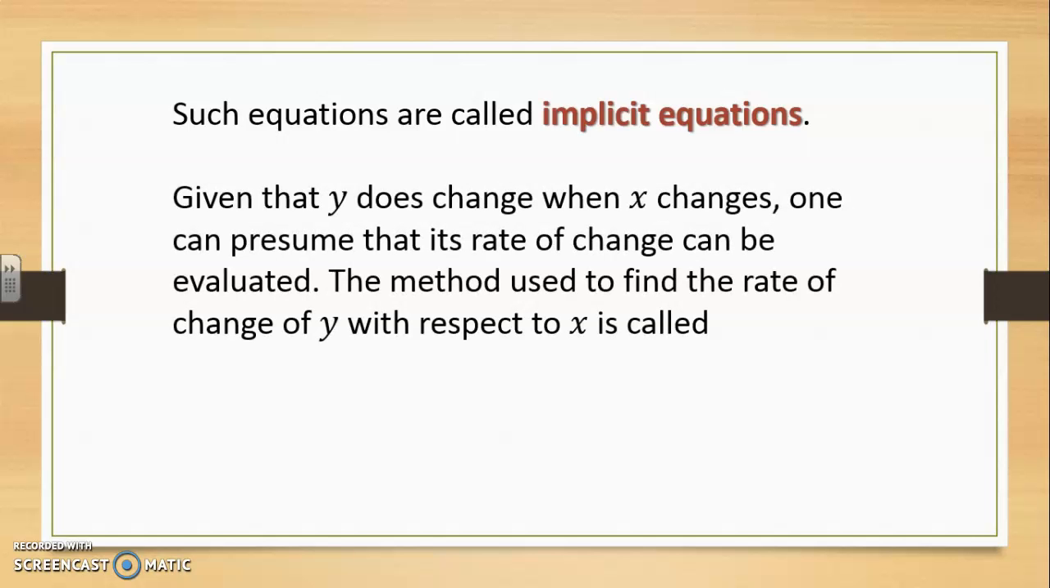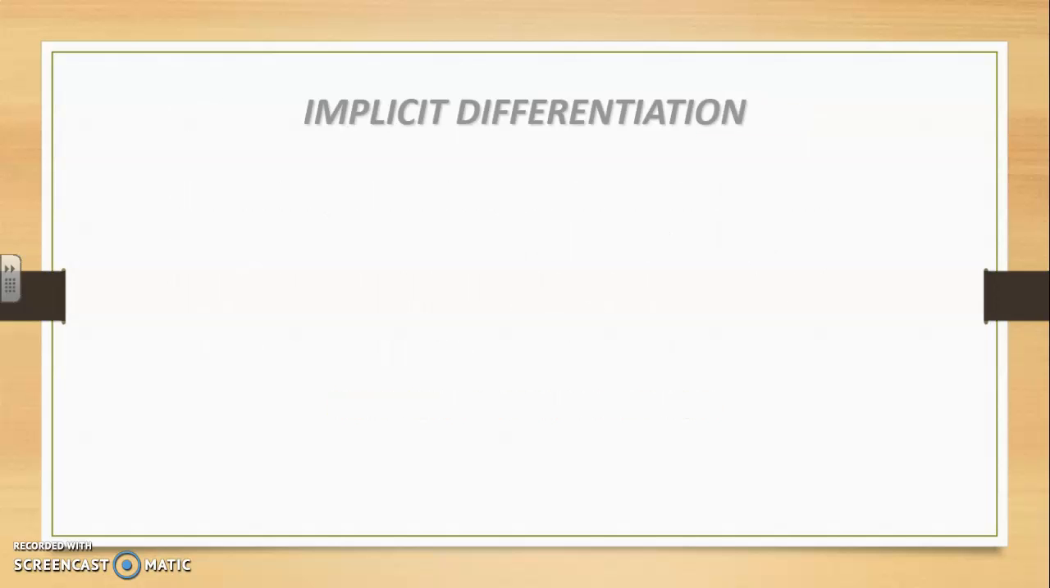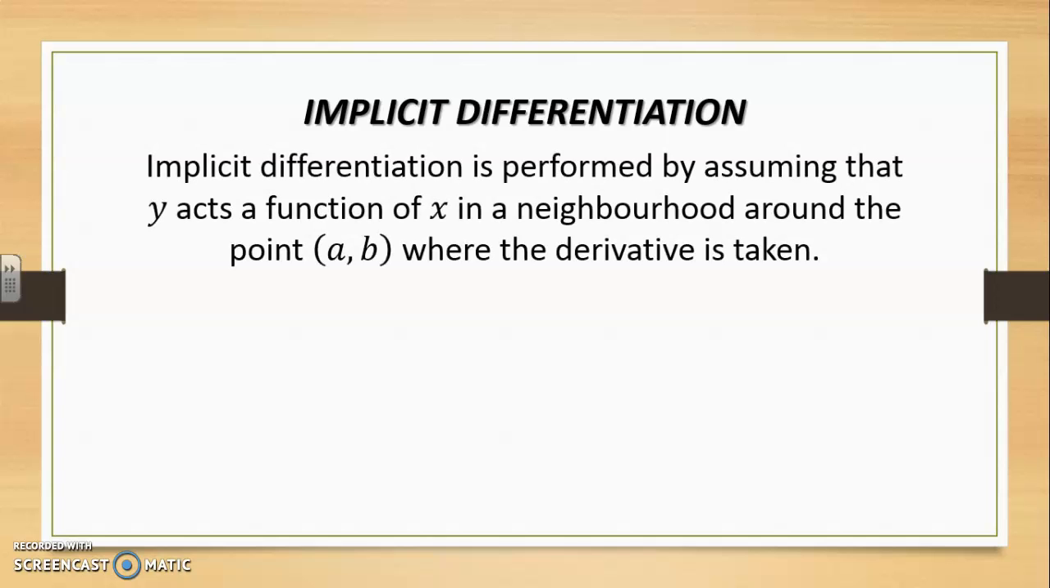Given that y does change when x changes, one can presume that its rate of change can be evaluated as well. The method used to find the rate of change of y with respect to x is called implicit differentiation. Within implicit differentiation, we are performing derivatives and assuming along the way that y acts as a function of x, at least in the neighborhood of the point (a, b) where the derivative is taken.